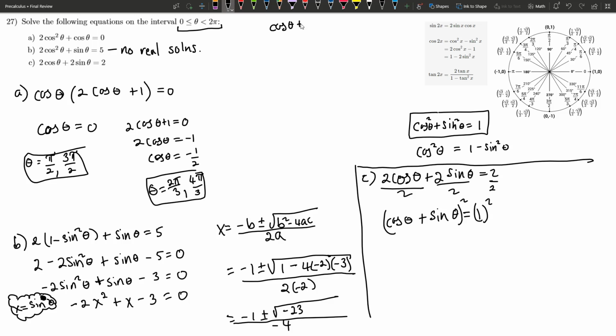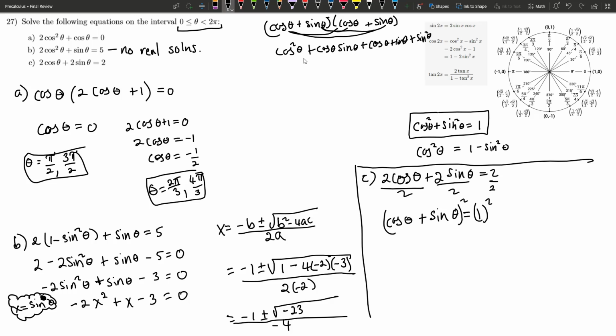Cosine of theta plus sine of theta. We want to square it, so that means we're multiplying it by itself. Cosine of theta plus sine of theta. So cosine times cosine is cosine square. Cosine times sine is cosine theta sine theta. Now I have to do it again right here. Sine times that cosine is cosine theta sine theta. And then the sine of theta times that sine is sine square.